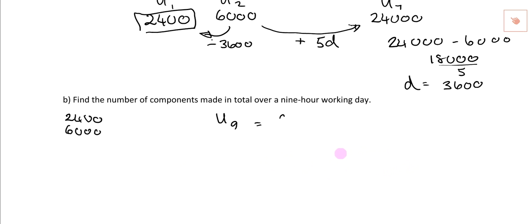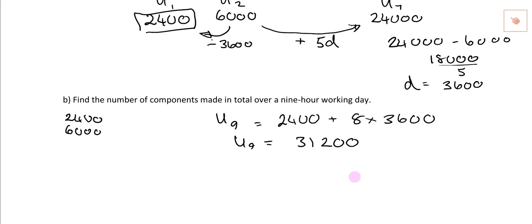So that's U1 is 2,400 plus 8 lots of 3,600, and I get the answer 30,000 something. So that's the 9th term. We wouldn't then add everything together. We don't need a sum of. All good? Any questions? Right.